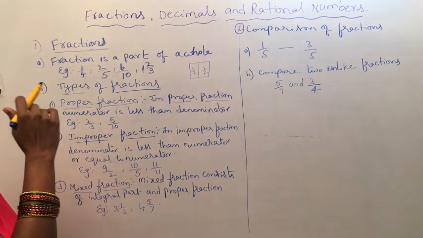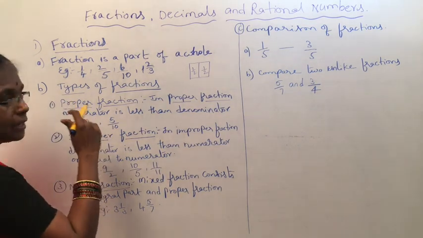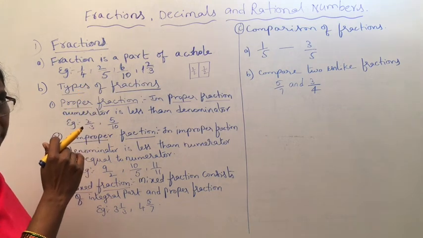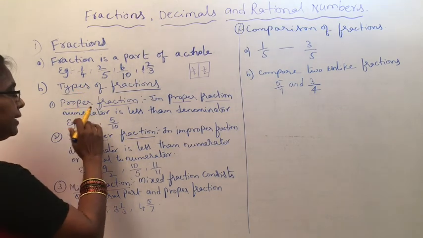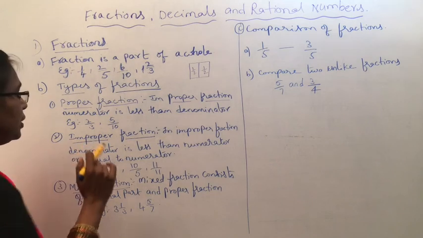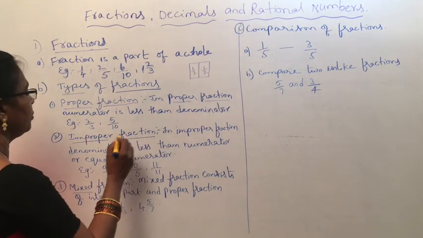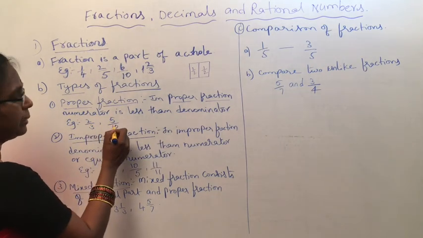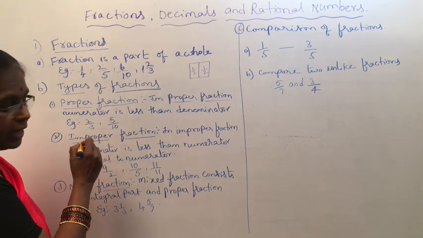Numerator means the upper number, the down number is the denominator. The upper number is less than the down number, which means the numerator is less than the denominator. Examples: 2 by 3, 5 by 10.